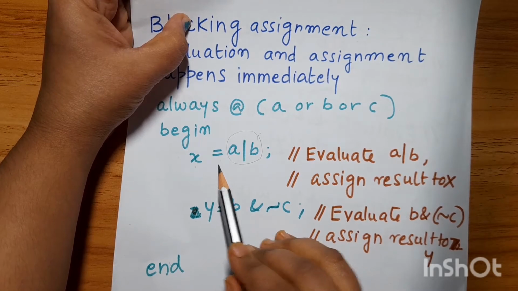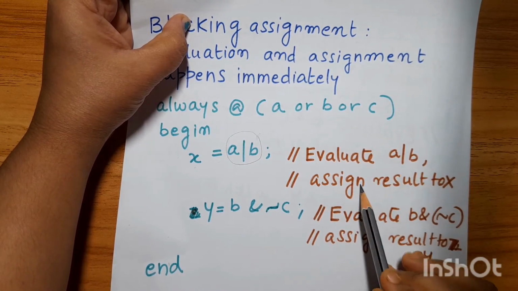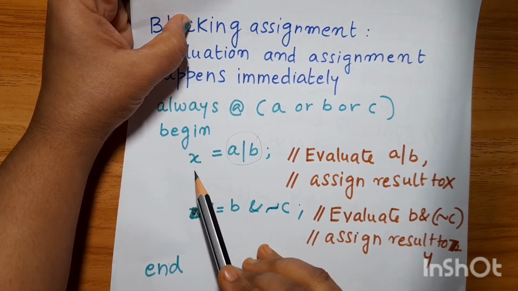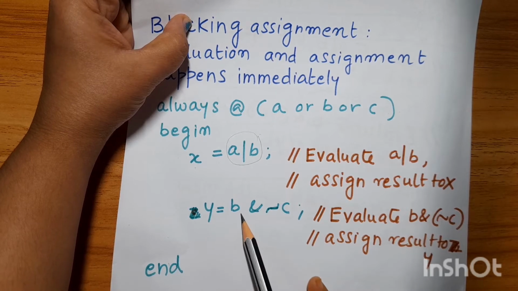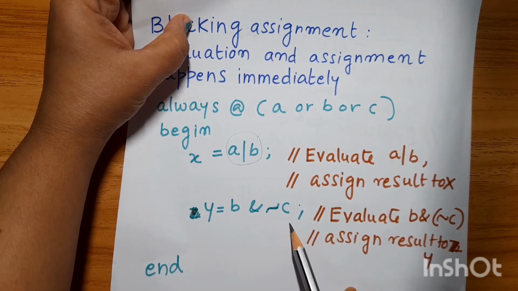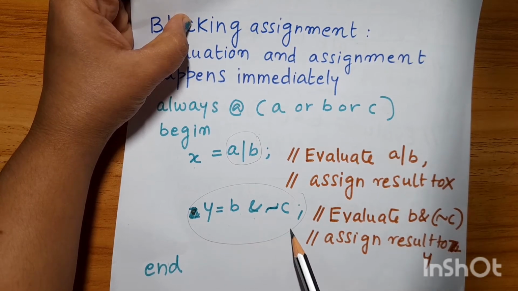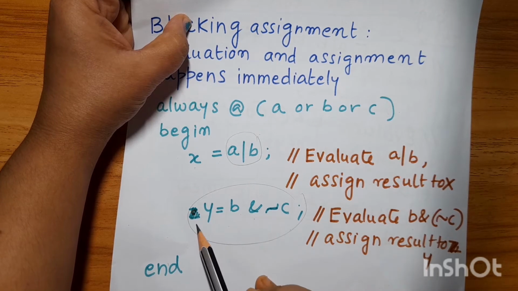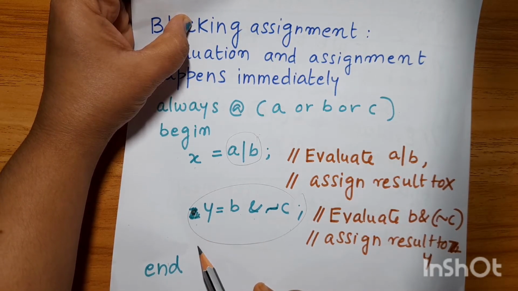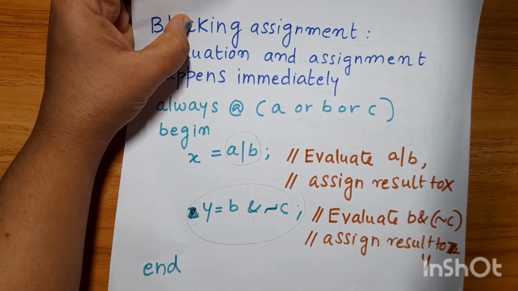So evaluation of A or B will happen and immediately it will get assigned to X. And then only it will proceed to the statement y equal to b and not of c. Here also b and not of c would get evaluated first and then assigned to y immediately. And then it would go out of the always block.